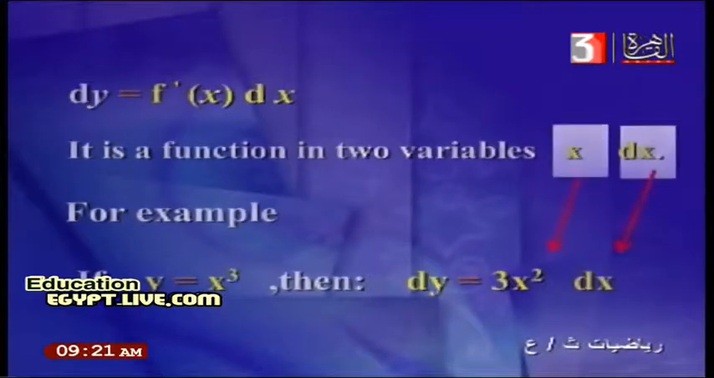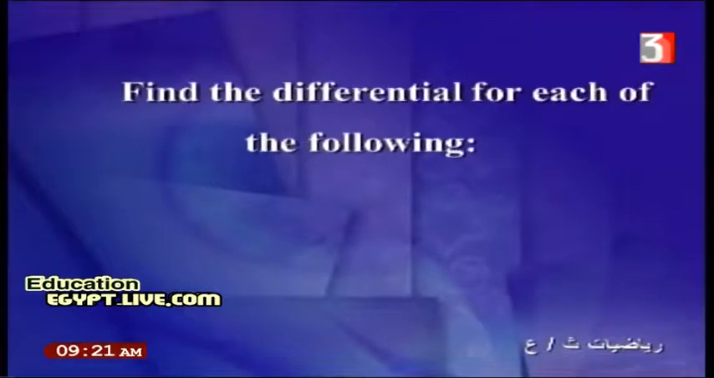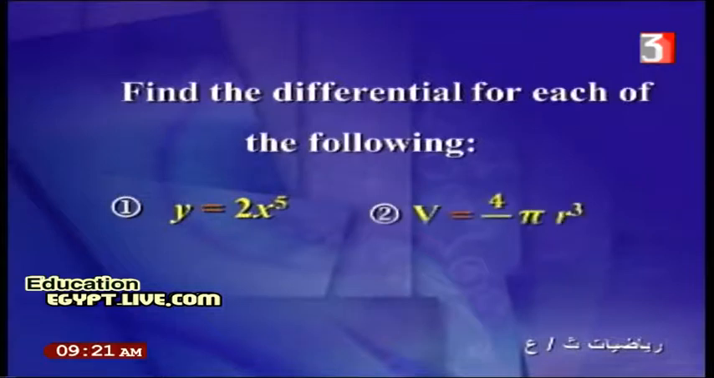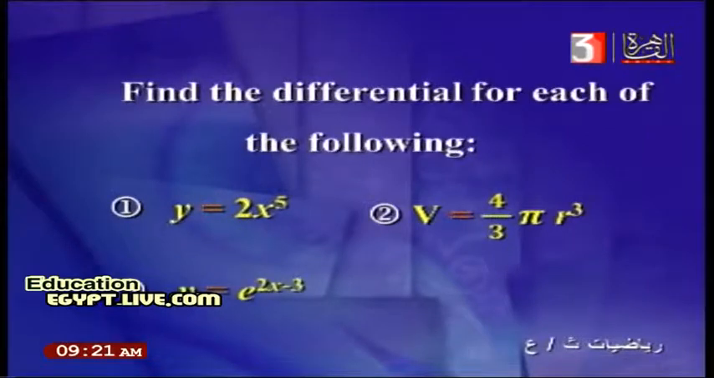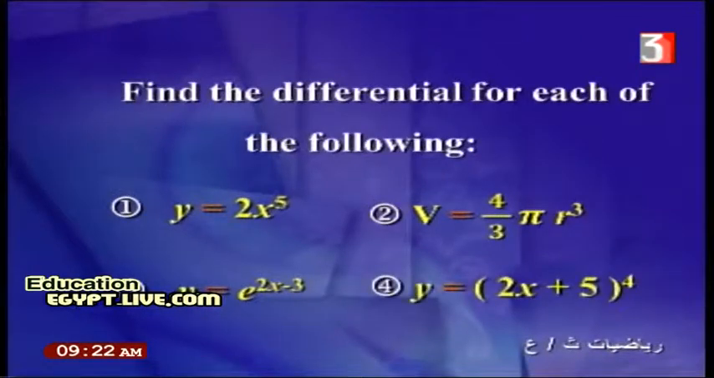Let's start with the first example. Find the differential for each of the following. Number 1, y equals 2x to the power 5. Number 2, v equals 4 over 3 pi r power 3. Number 3, y equals e to the power 2x minus 3. And number 4, y equals between two brackets 2x plus 5 all to the power 4.